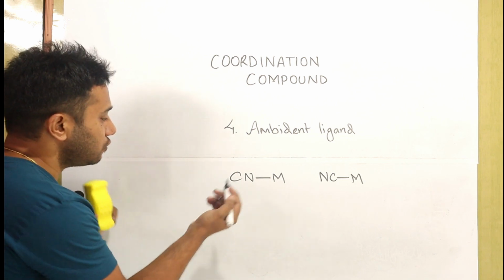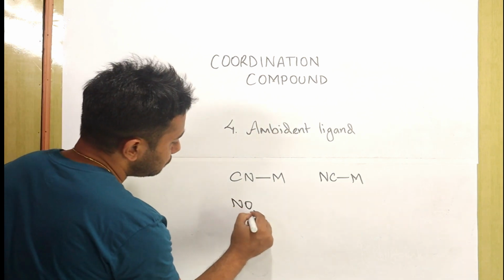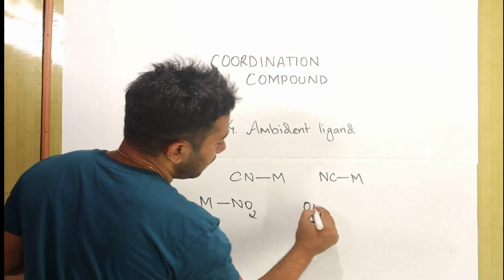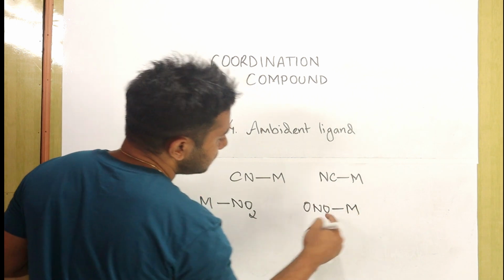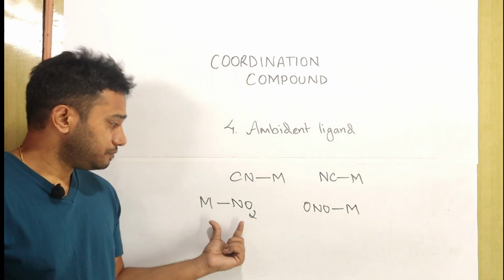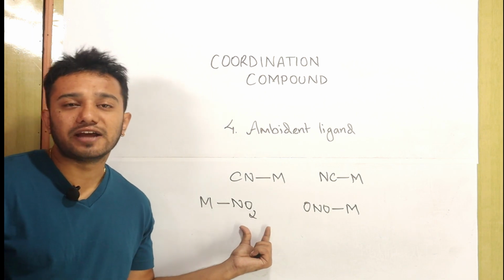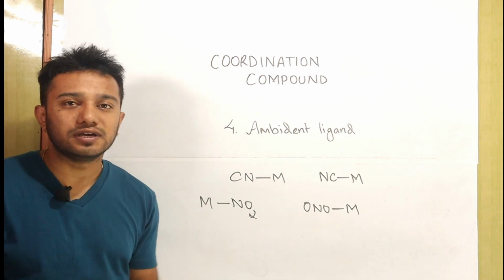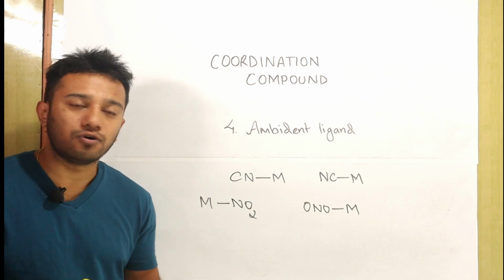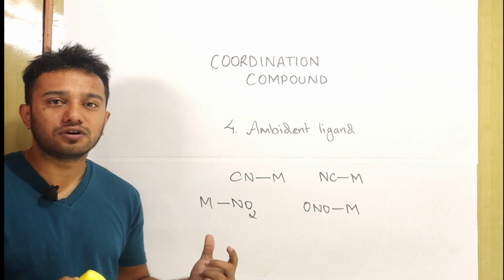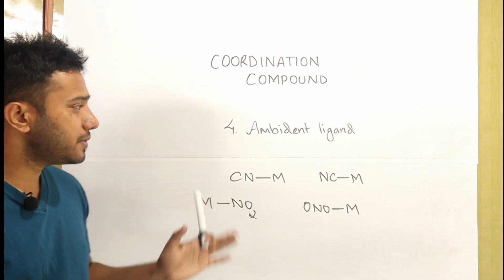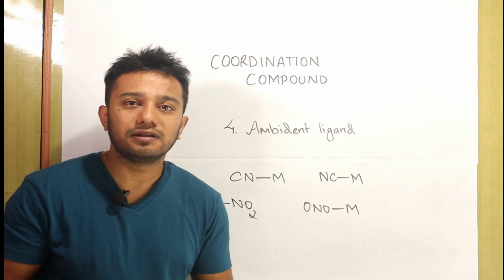And also we have NO2. Here it is making a bond using nitrogen, and here we have ONO. It's making a bond using oxygen. So from 2 sides they can make a bond. This one we call nitrito N, and this one we call nitrito O. So when it's making a bond with oxygen, it is nitrito O. When it is making a bond using nitrogen, it is nitrito N. So these are some examples of ambidentate ligands.